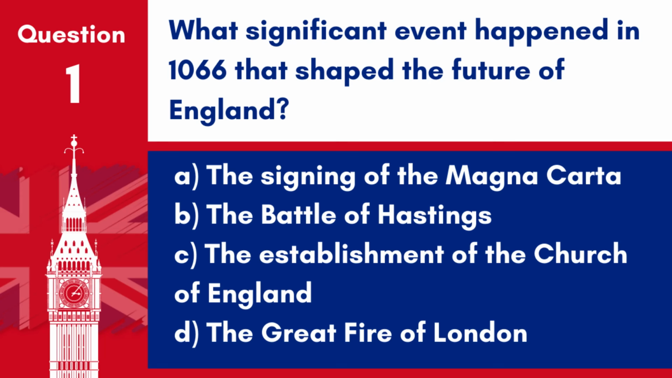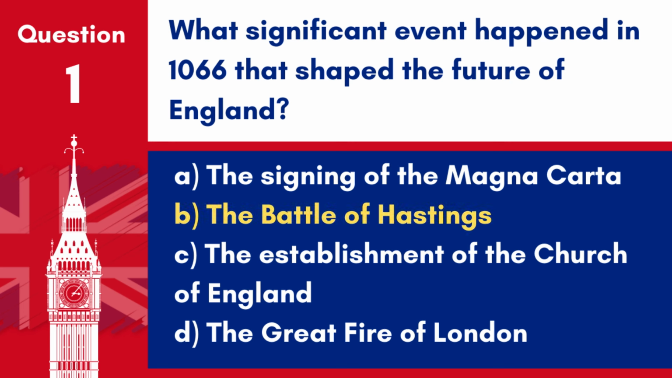Question 1. What significant event happened in 1066 that shaped the future of England? A. The signing of the Magna Carta. B. The Battle of Hastings. C. The establishment of the Church of England. D. The Great Fire of London.